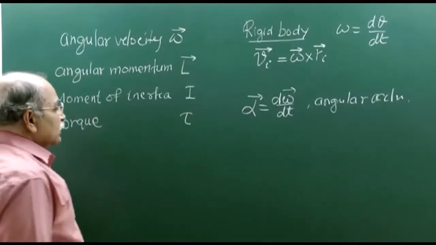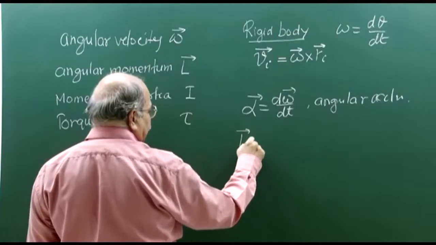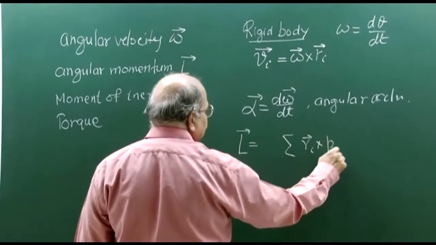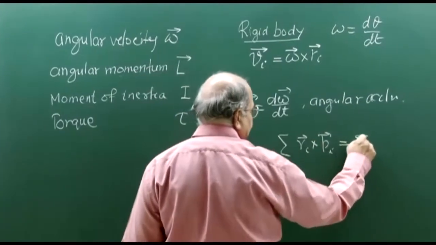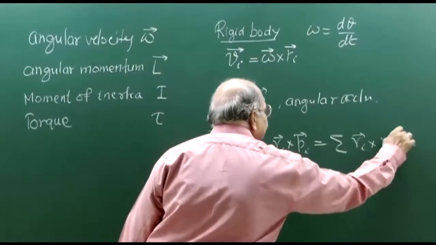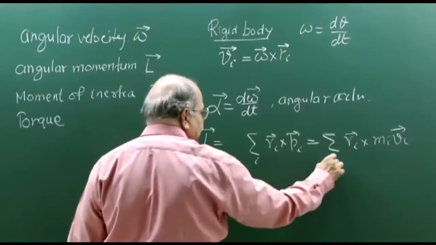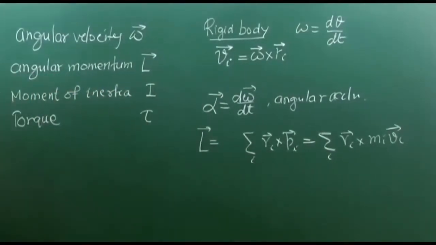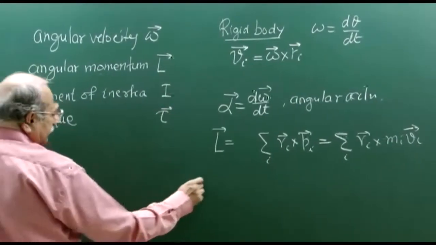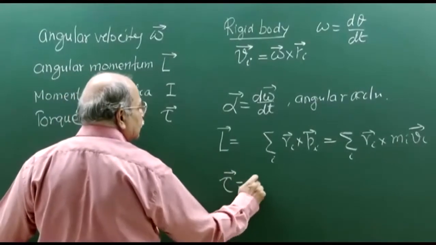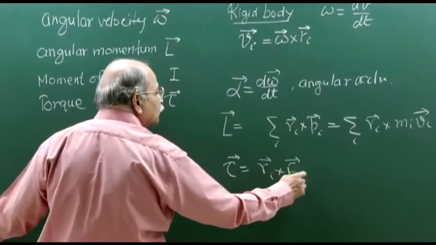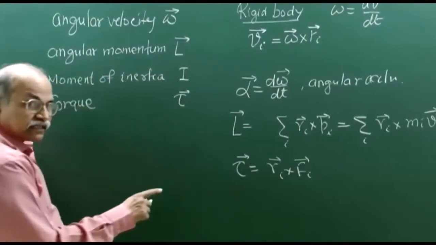Then angular momentum L. For a particle, it is Ri cross Pi, which is Ri cross MiVi, and summation over all the particles. So, that is the angular momentum, and then you have torque. Torque is also a vector quantity. Torque is R cross F, so Ri cross Fi.